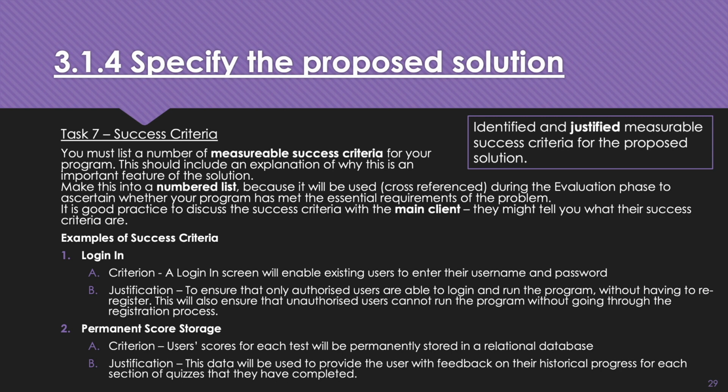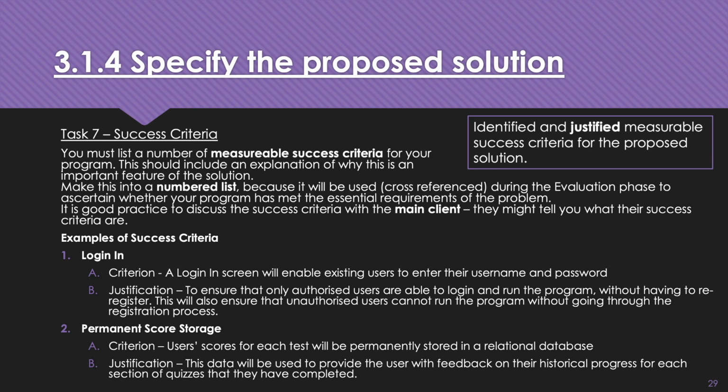Next one, permanent score storage. Users' scores for each test will be permanently stored in a relational database. Is that measurable? Yes. The test would be that you go through a test as a user, and we would expect your score to be stored in a relational database, and we could prove that with print screens and so on. Justification: this data will be used to provide the user with feedback on their historical progress for each section of the quizzes that they've completed. So there are 2 examples of things which are measurable.